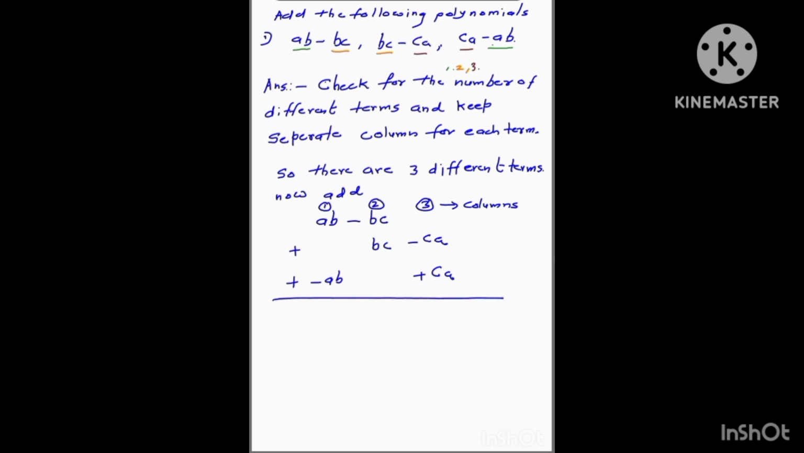Now add. So CA and CA cancel, plus and minus; BC and BC, plus and minus, cancel; AB and AB also, plus and minus, cancel. You are left with only 0. So the answer is 0. Okay, remember.